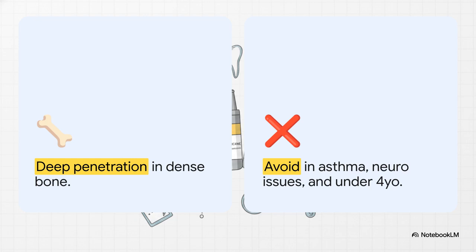You must avoid articaine in patients with severe asthma. Do not use this in pediatric patients under 4 years of age or in patients with underlying nerve or neurological problems. Honestly, its high 4% concentration requires immense clinical respect.